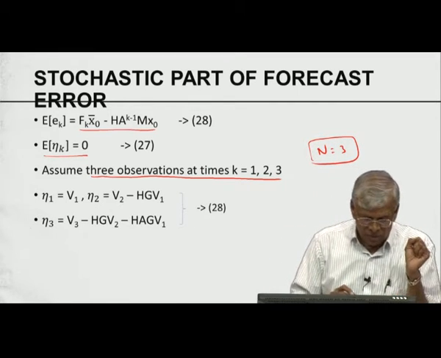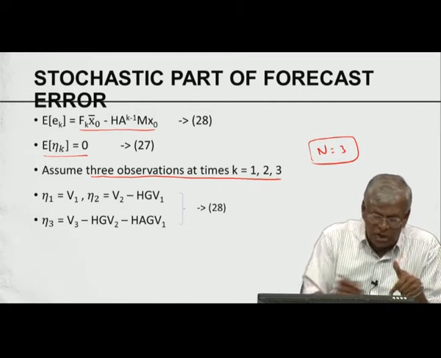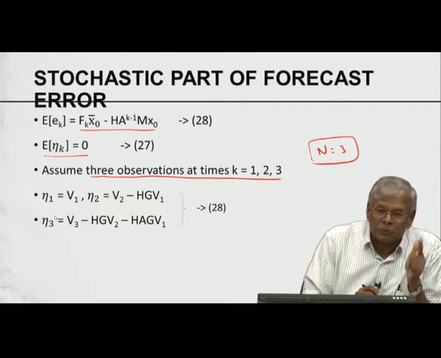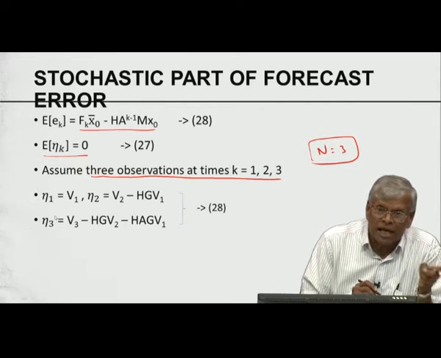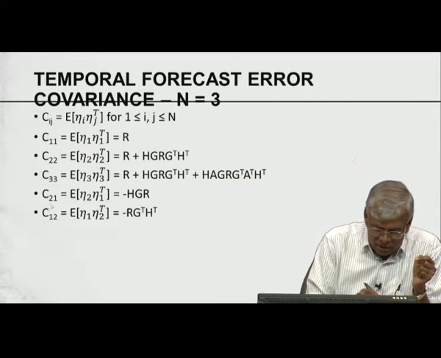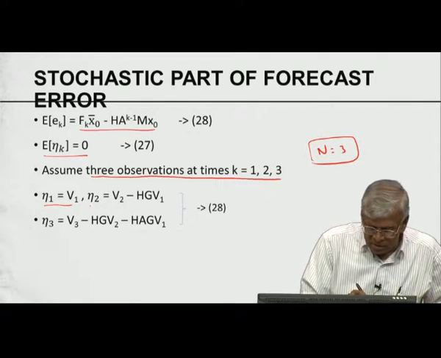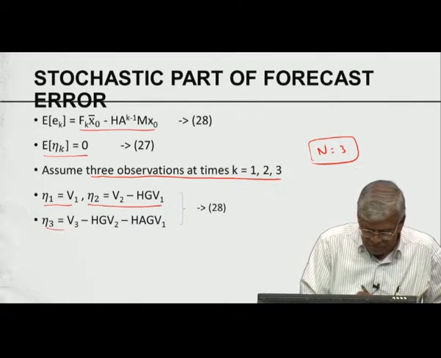So if I substitute n is equal to 3 and simplify, the expression for the random part of the forecast error, which is eta, that's this, that is that.